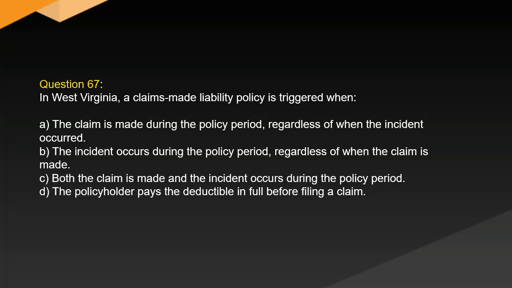Question 67. In West Virginia, a claims-made liability policy is triggered when: A. The claim is made during the policy period regardless of when the incident occurred. B. The incident occurs during the policy period regardless of when the claim is made. C. Both the claim is made and the incident occurs during the policy period. D. The policyholder pays the deductible in full before filing a claim.